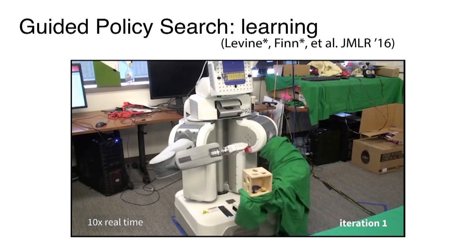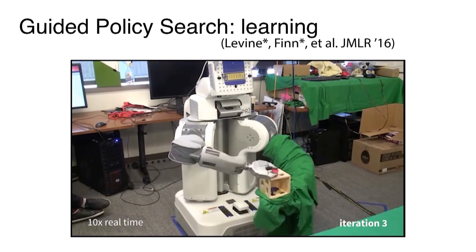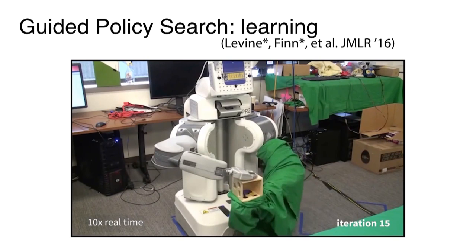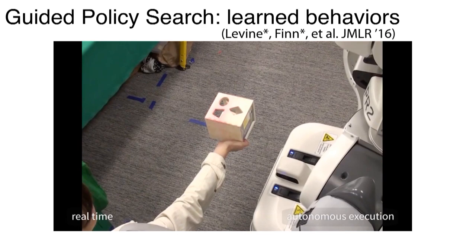So what this looks like is the robot is moving the shape sorting cube into different positions. It's learning local policies for each position. And the learned local policies are going to act as supervision for a single global policy that's going to map from the camera input to the actions.